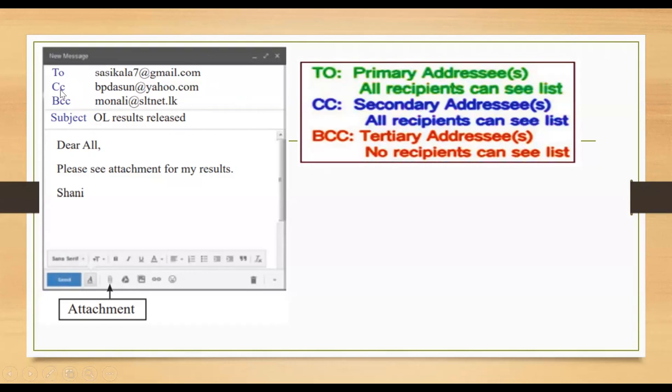CC means carbon copy. Right, when we use it, what will happen? Secondary addresses, all recipients can see the list, right? Why are we using CC? Normally, somebody informs some message to another person. Let's take an example. There is a letter from the Minister of Education to me. So they can send me that letter. Then they can put other email addresses, like my principal's address and zonal departments, zonal office addresses. They can put them as CC.